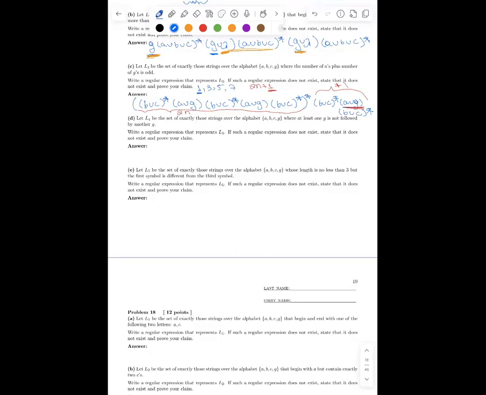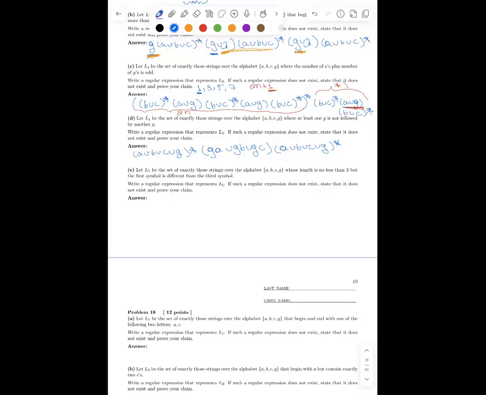So if I start by writing A or B or C or G, clean start. But if I have G, it is not followed by another G, so I can either have GA, GB, or GC. In between, A, B, or C, or G again. At least one G is not followed by another G.